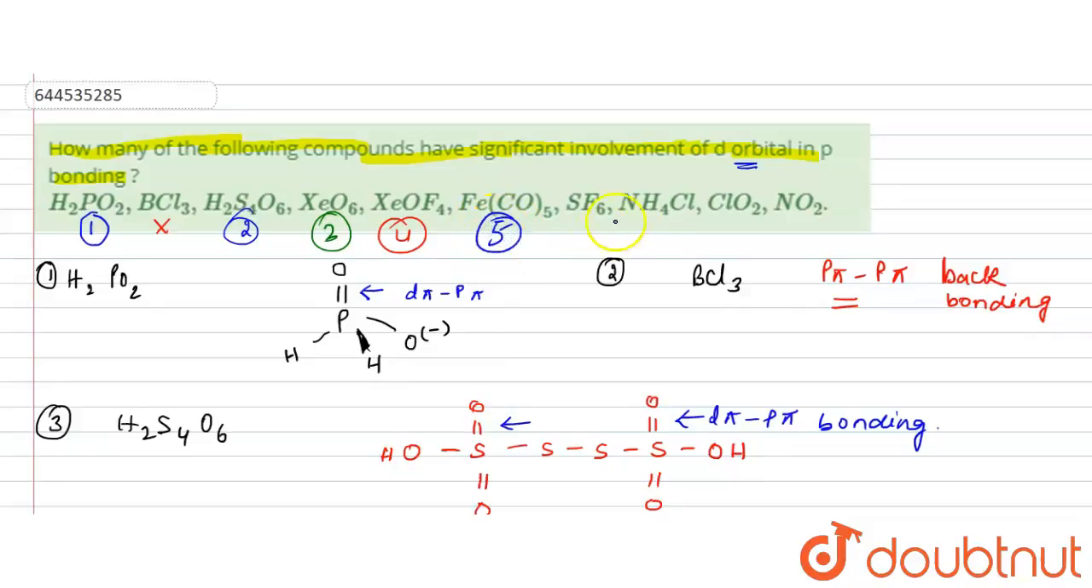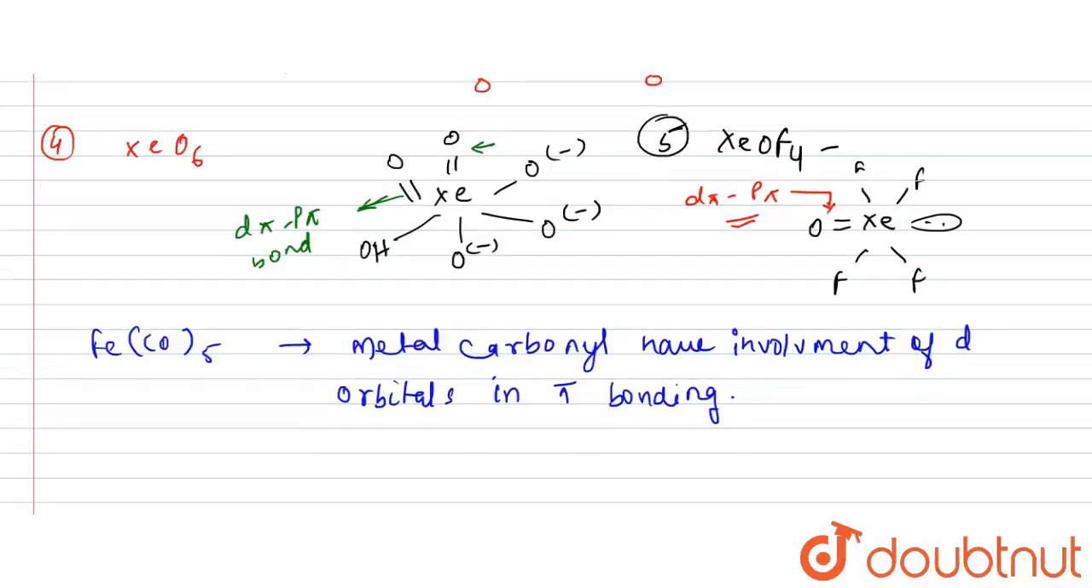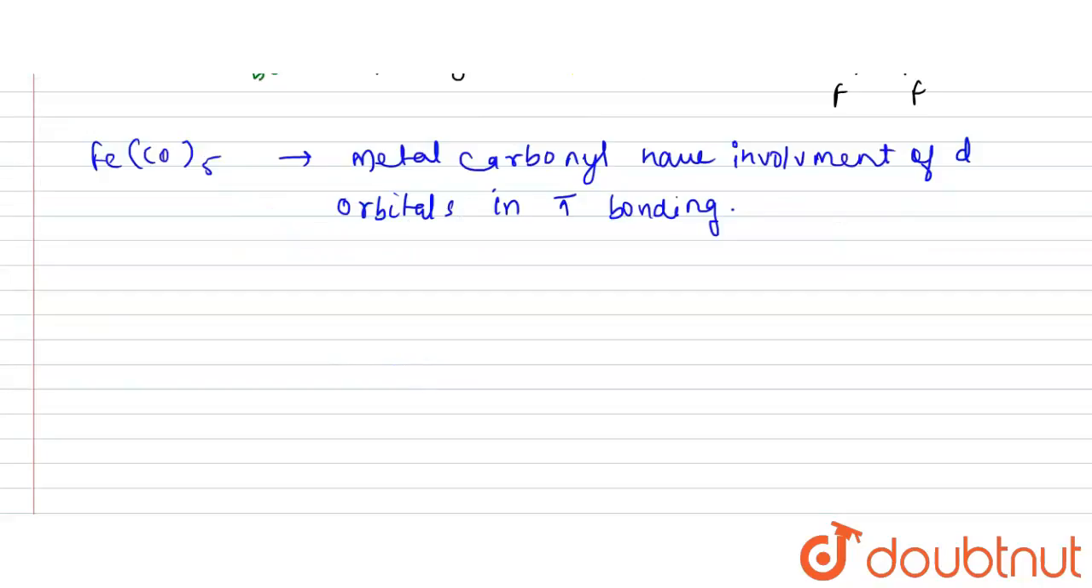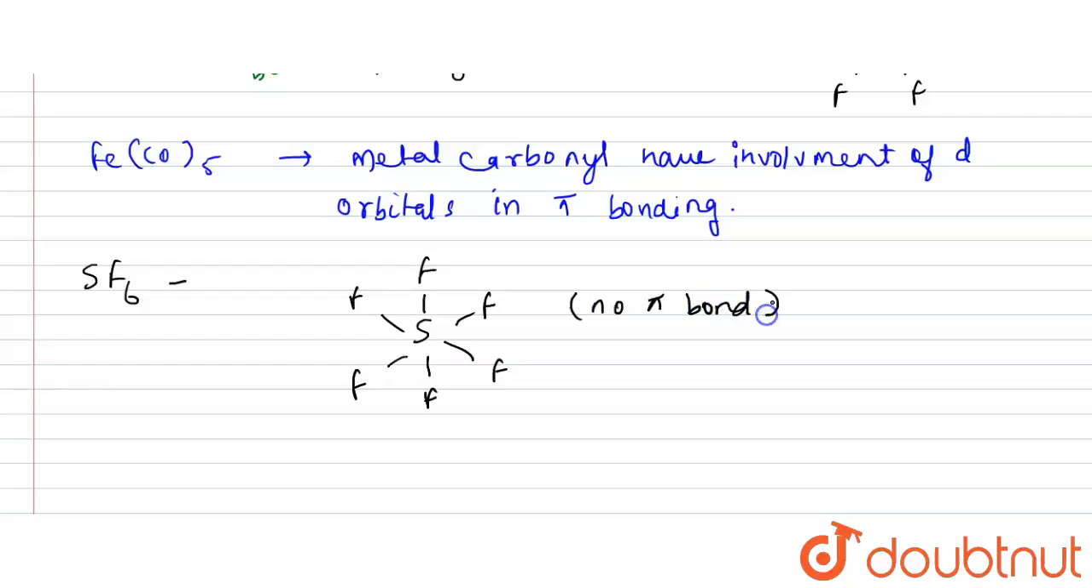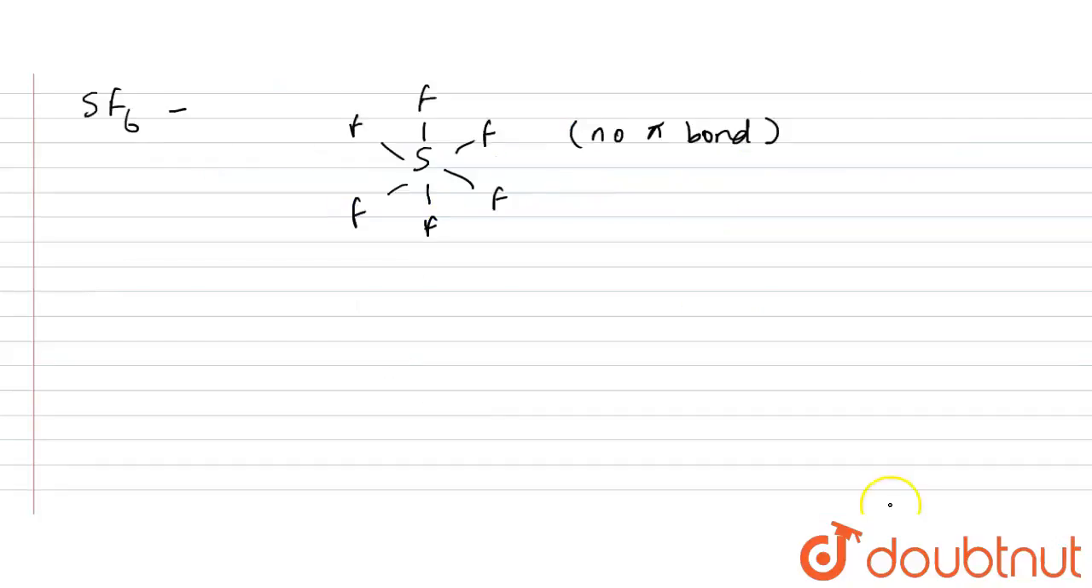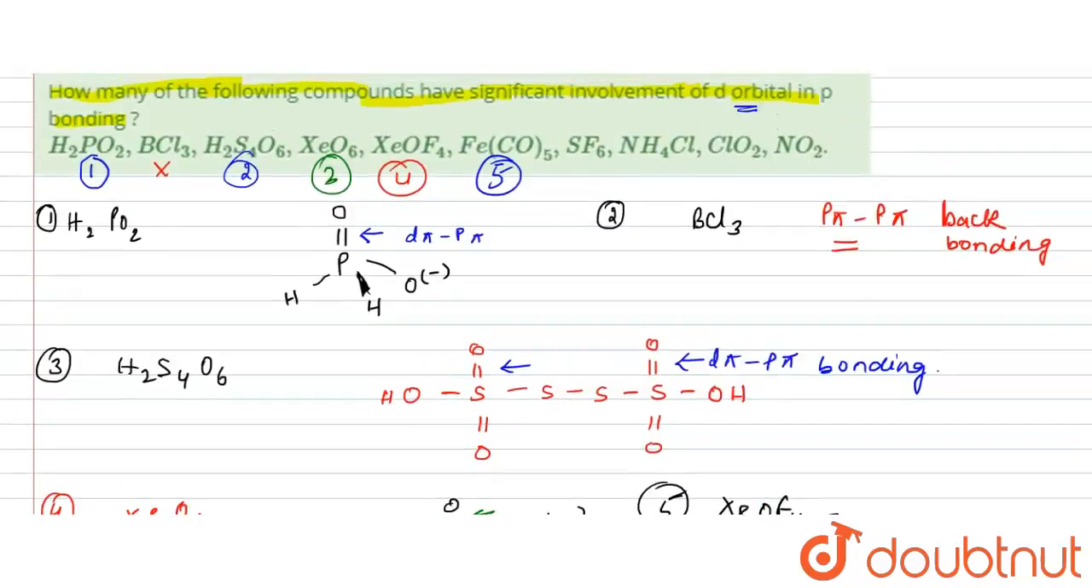Now let's see the sixth structure, SF6. If you draw the structure of SF6, it looks like this. You have sulfur and finally 6 fluorine atoms attached to it. So you can see there is no pi bond, so there will not be any kind of d pi p pi bonding in SF6. So BCl3 has been cancelled out and SF6 has been cancelled out.